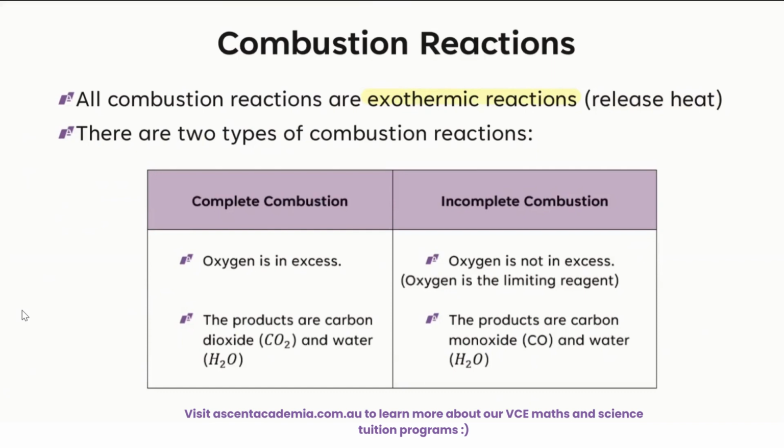Now, complete combustion is when oxygen is in excess. Excess meaning that we have a plentiful supply of oxygen gas. As a result of this, you're going to be producing the products carbon dioxide and water.